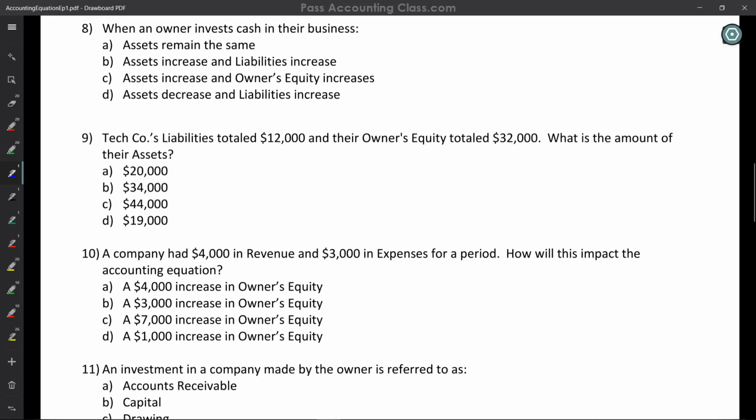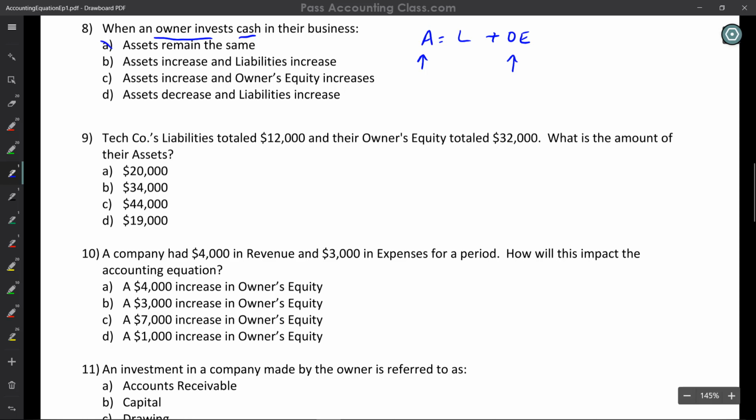Question 8 says, when an owner invests cash in their business, assets remain the same, assets increase and liabilities increase, assets increase and owner's equity increases, or assets decrease and liabilities increase. So here's our accounting equation, assets equals liabilities plus owner's equity. And they're saying that cash is invested, so that means assets go up because that's cash. Cash is an asset. And when an owner invests in their business, that increases the equity. So we've got an increase in owner's equity and an increase in assets.